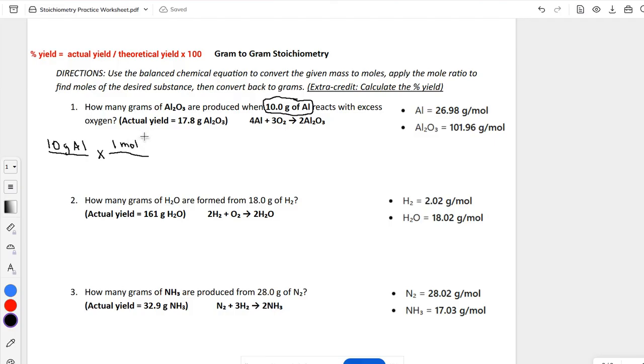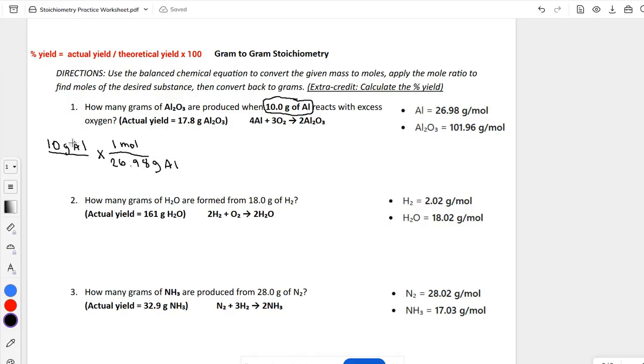Because step one, we got to convert 10 grams of aluminum into moles first. And 1 mole of aluminum weighs 26.98 grams. Notice the G here and the G here. If grams are top left, grams are going to be bottom right. And it's grams of aluminum. So it's the same. It's kind of hard to read with all that stuff right in there.